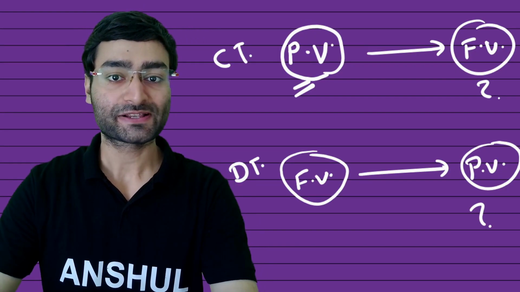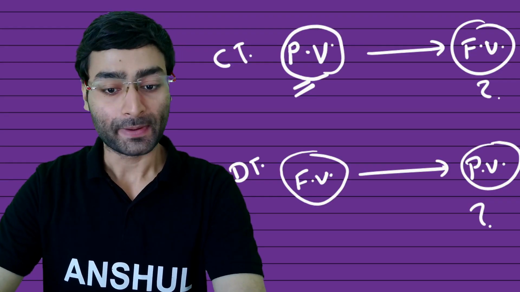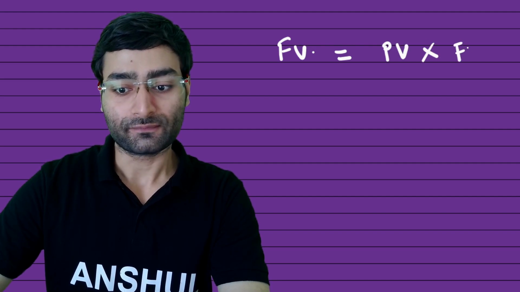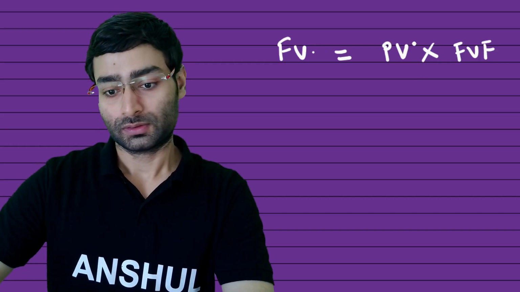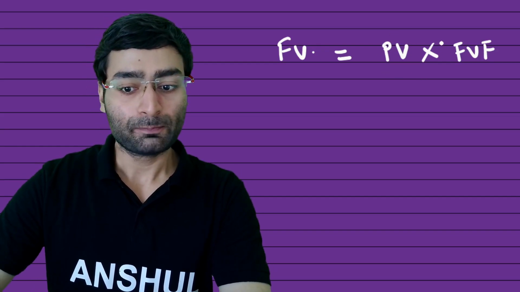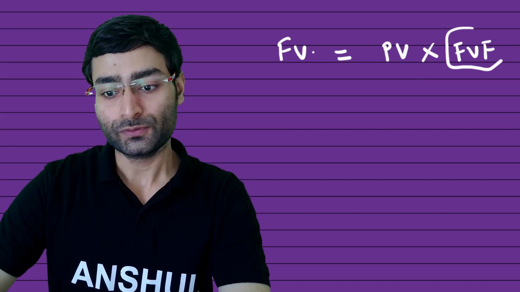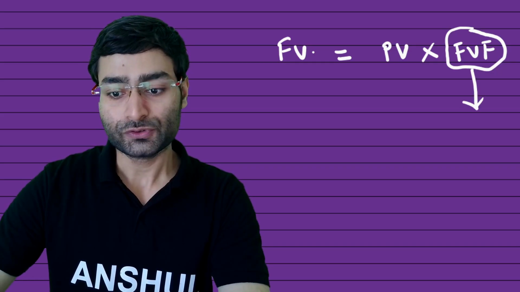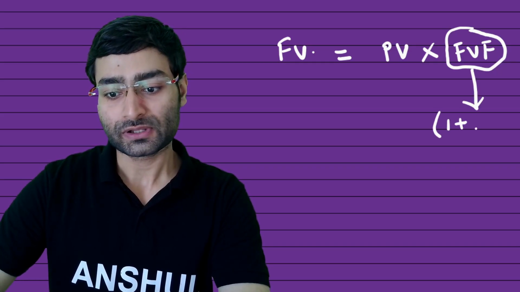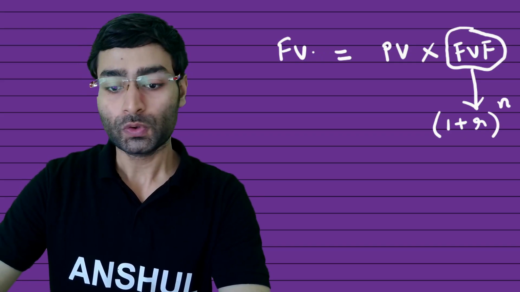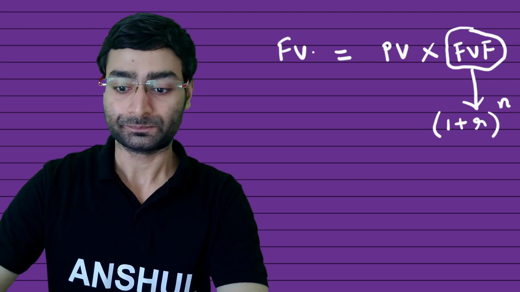Now let's see the formulas to calculate the values under time value of money. Whenever we have to calculate the future value, the formula is present value multiplied by future value factor. We are given the present value and we will multiply this present value with the future value factor. Now what is this future value factor? Mathematically this future value factor is (1 + r)^n. Now you know the r already, it is the rate of return. You know the n already, this is the number of periods.